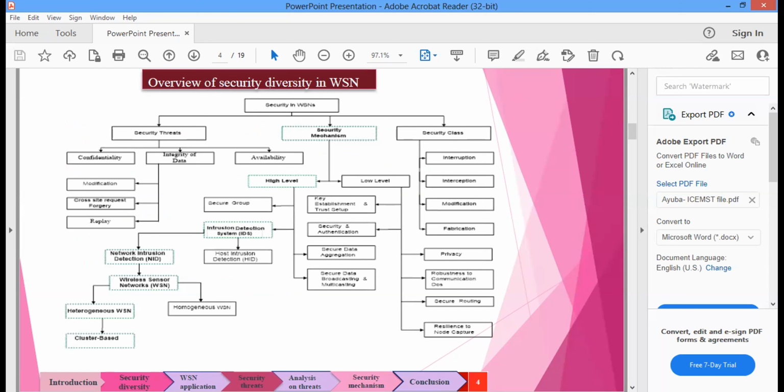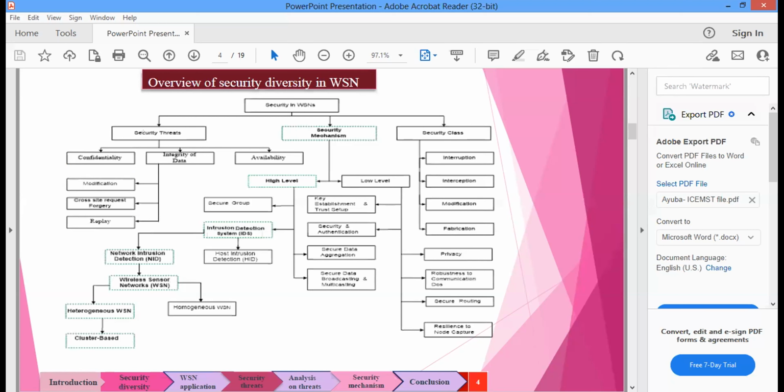This is an overview of security diversity in wireless sensor networks. In this work, we group security in wireless sensor networks into three parts. First is the security class, and we can see below, these are the security classes. Then two is the security mechanism. Three is the security threat.